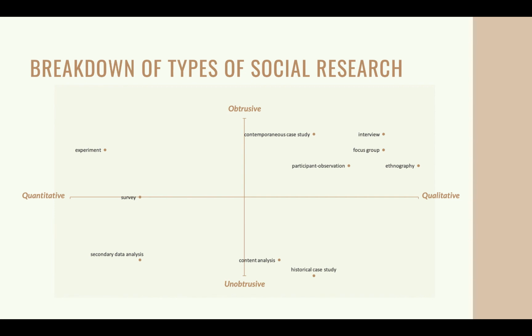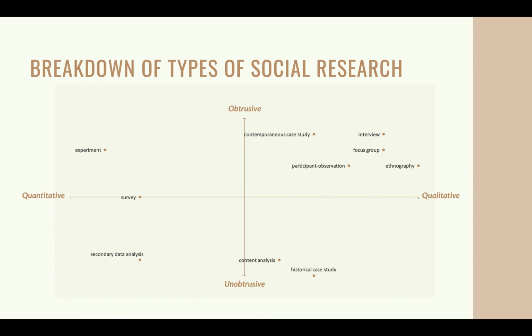I do want to briefly talk about this breakdown of types of social research. I decided to create this 2x2 graph where we outline how these research methods fare in terms of how quantitative they are versus how qualitative they are. And then on the vertical axis, I have how obtrusive they are. So are they unobtrusive or very obtrusive? So we see surveys and experiments and secondary data on the more quantitative side. Experiments are more obtrusive. Secondary data analysis is more unobtrusive.